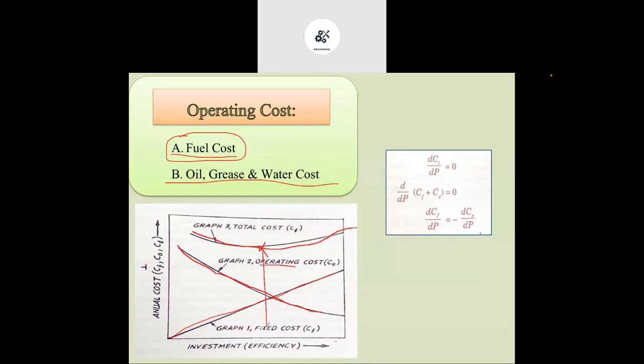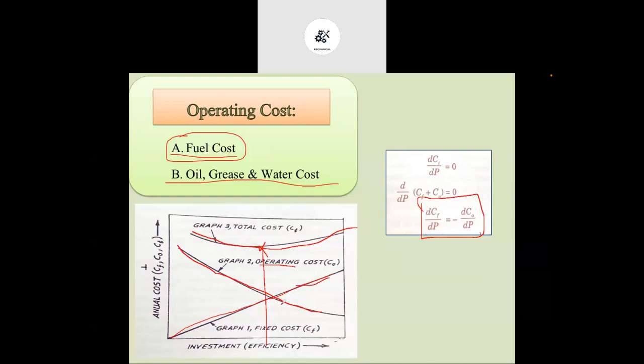So if we combine these two costs, we will get the total cost, and you can see the variation of the total cost with respect to efficiency. And this particular point is the point where we require minimum cost.